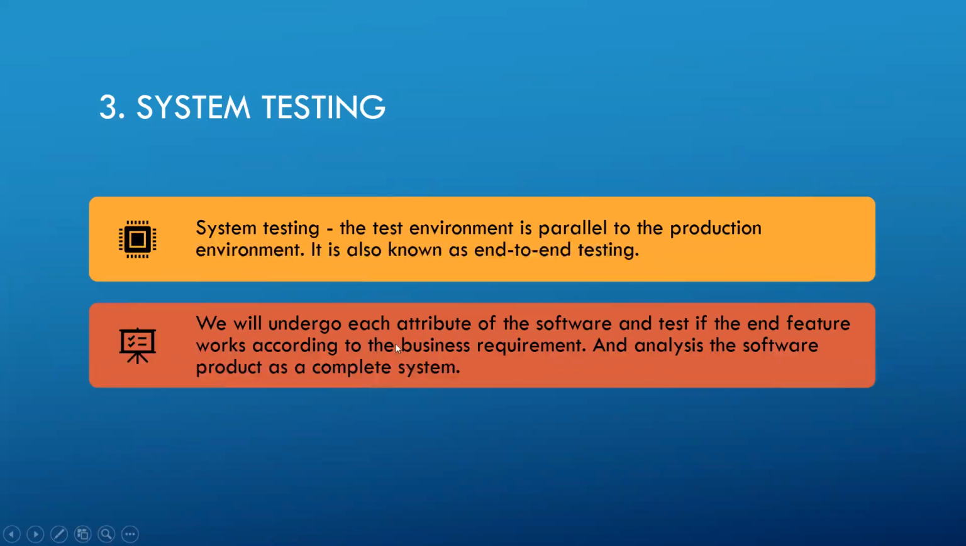Okay. So here we will undergo each attribute of software and test if the end feature works according to the business requirements and analyze the software product as a complete system. So this is system testing. System testing is like end-to-end testing. So we are trying to test everything. If that application is hosted on an intranet, internally on a VPN, only those people will have access to that.